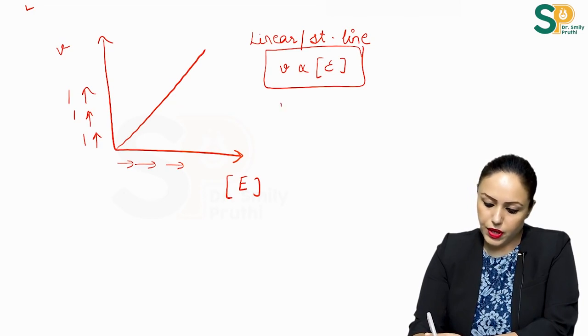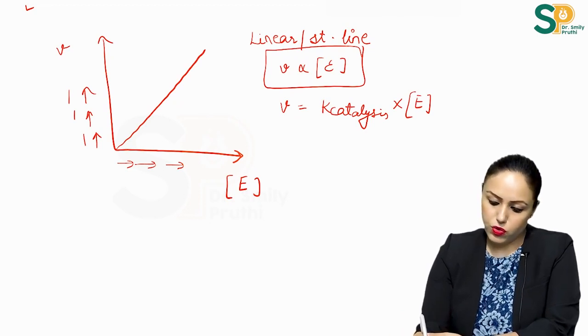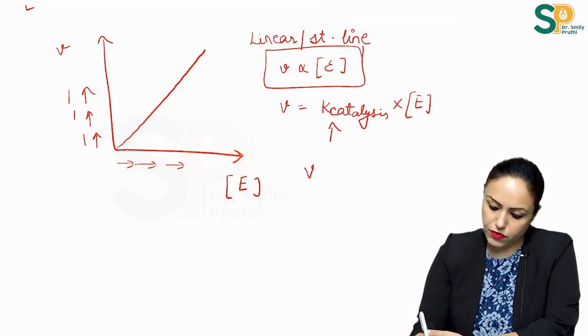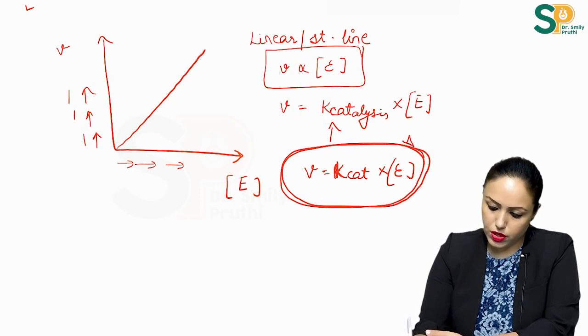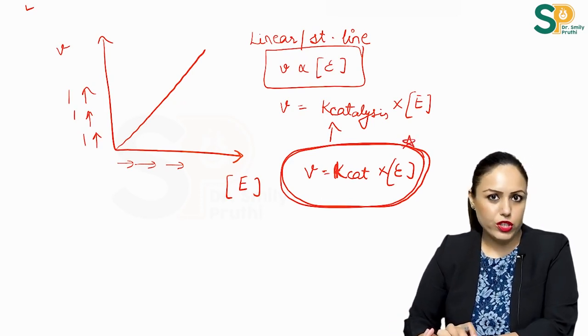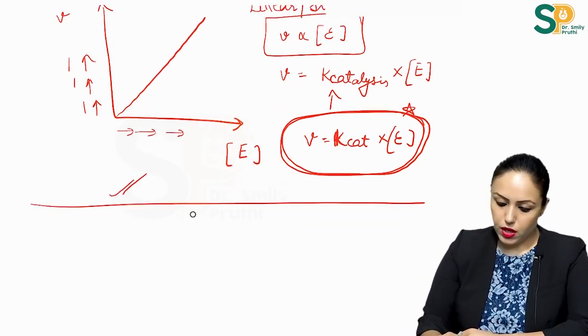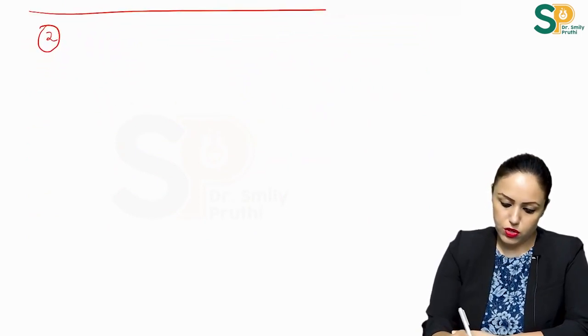So let's make an equation here. V is equal to K catalysis, which is a constant, into enzyme concentration. Okay, so K catalysis is a constant value for an enzyme. So it becomes V is equal to K catalysis into enzyme concentration. Just learn this equation. I'll be using it in one of the questions which I'll discuss. So we are done with enzyme concentration. Coming to the second one, that is substrate concentration. So see the graph here.